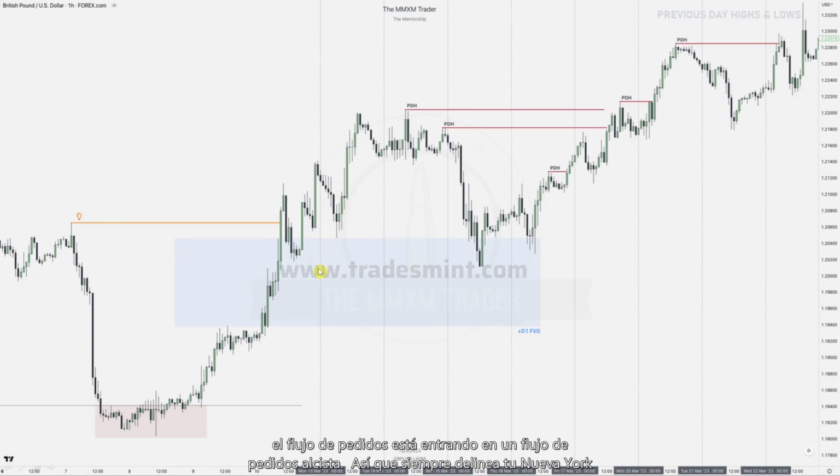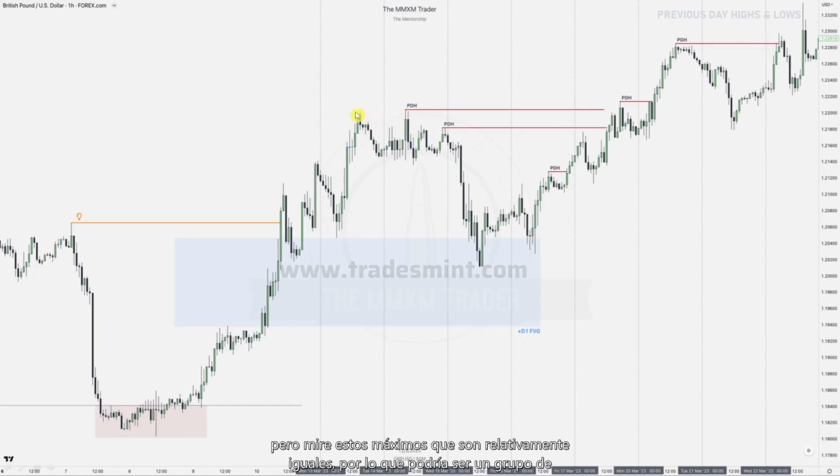So always outline your New York midnight lines, right? 12 a.m. EST, Monday, Tuesday, Wednesday, Thursday, Friday. Now we know where we are in the week. Also, Monday trades up, Tuesday trades up, but look at these highs.